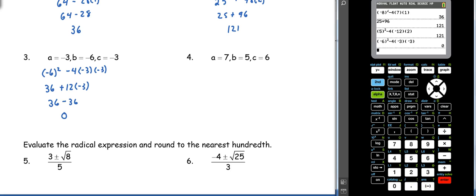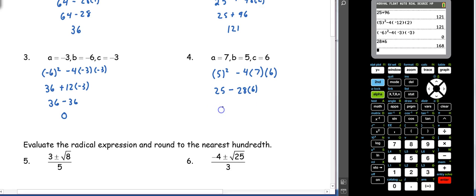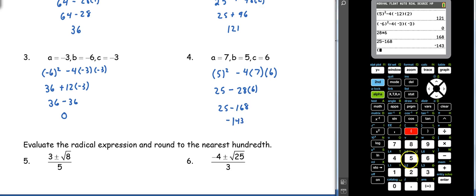If I substitute that into my calculator, -6 squared minus 4, parenthesis -3, parenthesis -3, and we get 0. Number 4, when I substitute in, I have b squared, so 5 squared minus 4ac, so minus 4 times 7 times 6. 5 squared is 25. 4 times 7 is 28 times 6. We get 25 minus 168, which gets us -143. If I was to put that in the calculator, parenthesis 5 squared minus 4 parenthesis 7 parenthesis 6, and I get the same answer.